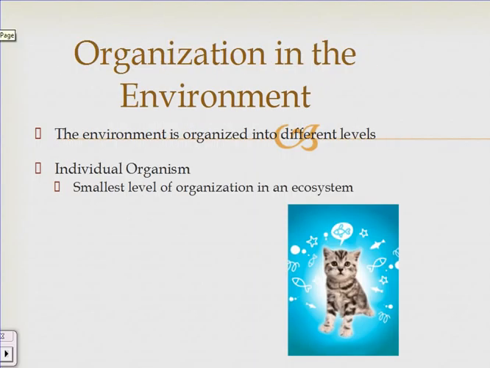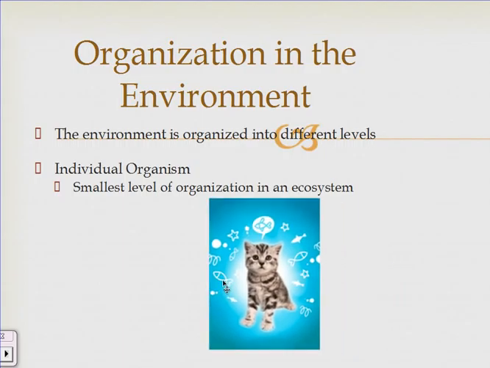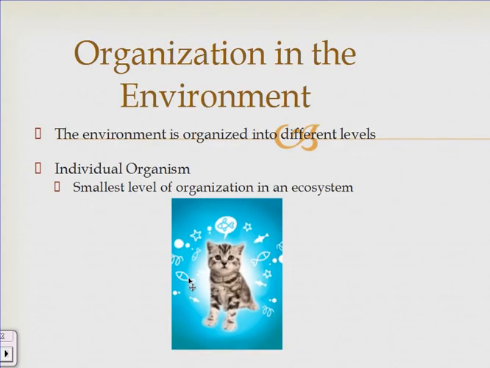Organization in the environment. The environment is organized into different levels. The smallest level is the individual organism. This kitten here is an individual organism. It is just one member of its species. You are an individual organism as well. So therefore you are at the lowest level of organization within the environment.